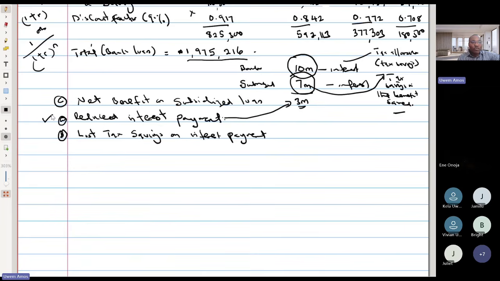So maybe I should rephrase a little bit. What is the tax savings lost from paying a reduced interest? Tax savings lost from paying a reduced interest. And we then find the net.